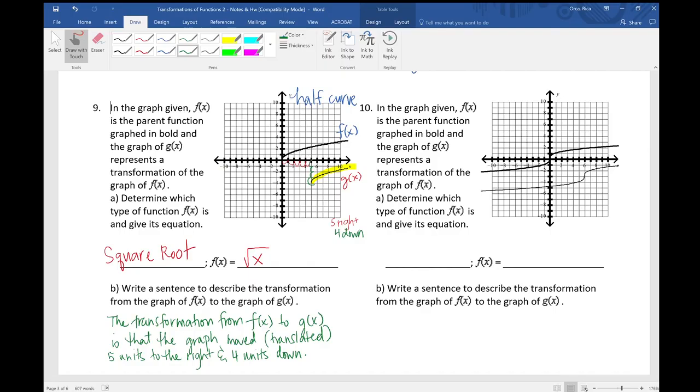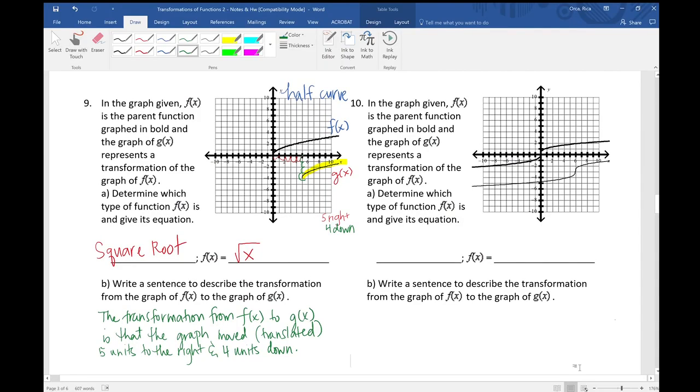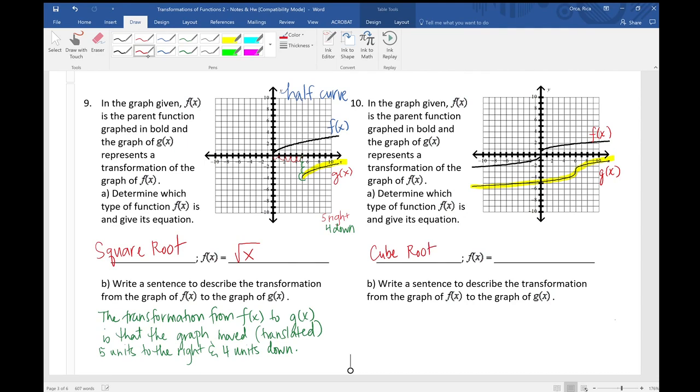Now let's look at problem number 10. In the graph given, f of x is the parent function graphed in bold, and the graph of g of x represents a transformation of the graph of f of x. Determine which type of function f of x is and give its equation. So the transformation is the one below. I know that the one in bold is f of x, and the one that's highlighted is g of x. This graph looks like an S, and if the graph looks like an S, it's called the cube root function. So f of x equals the cube root of x.